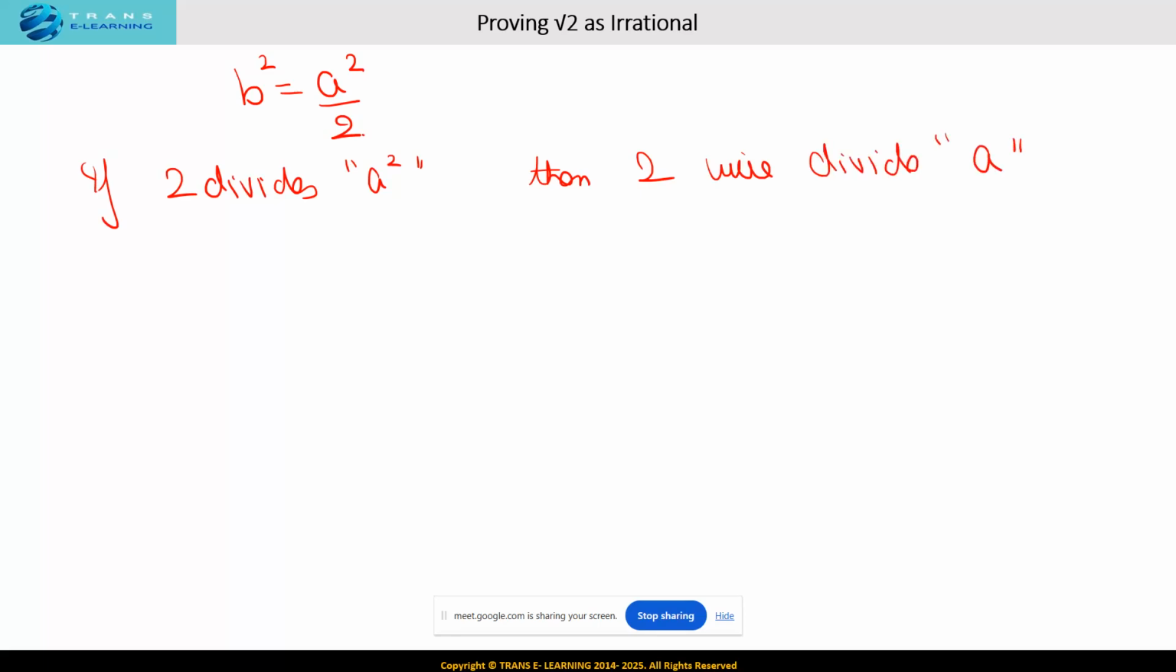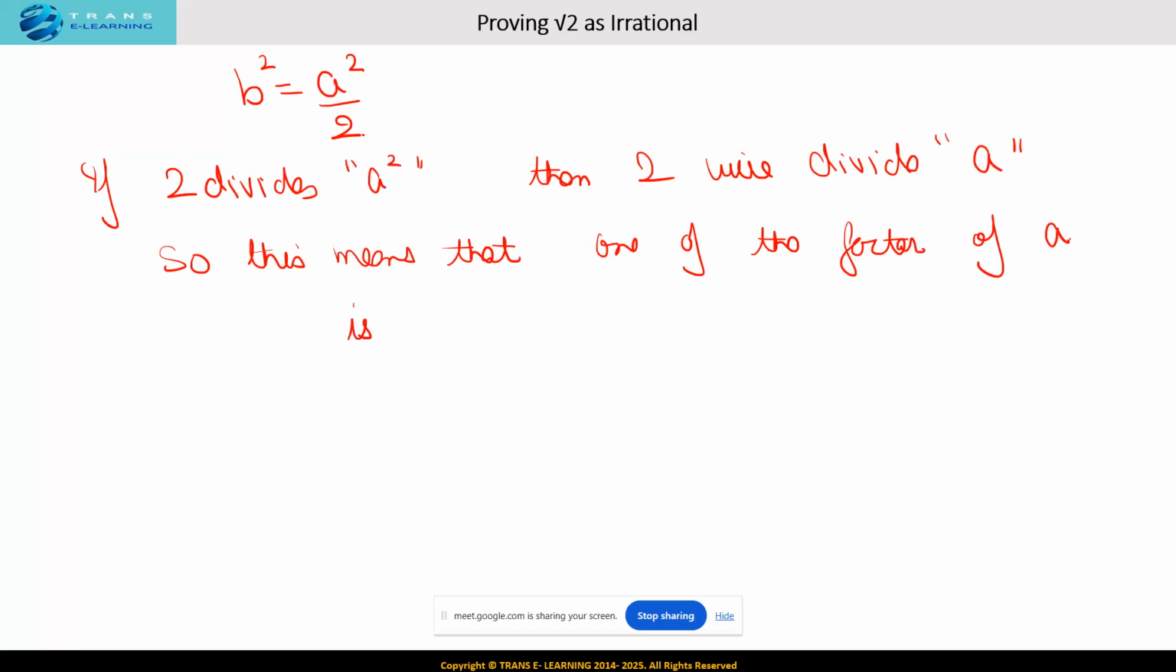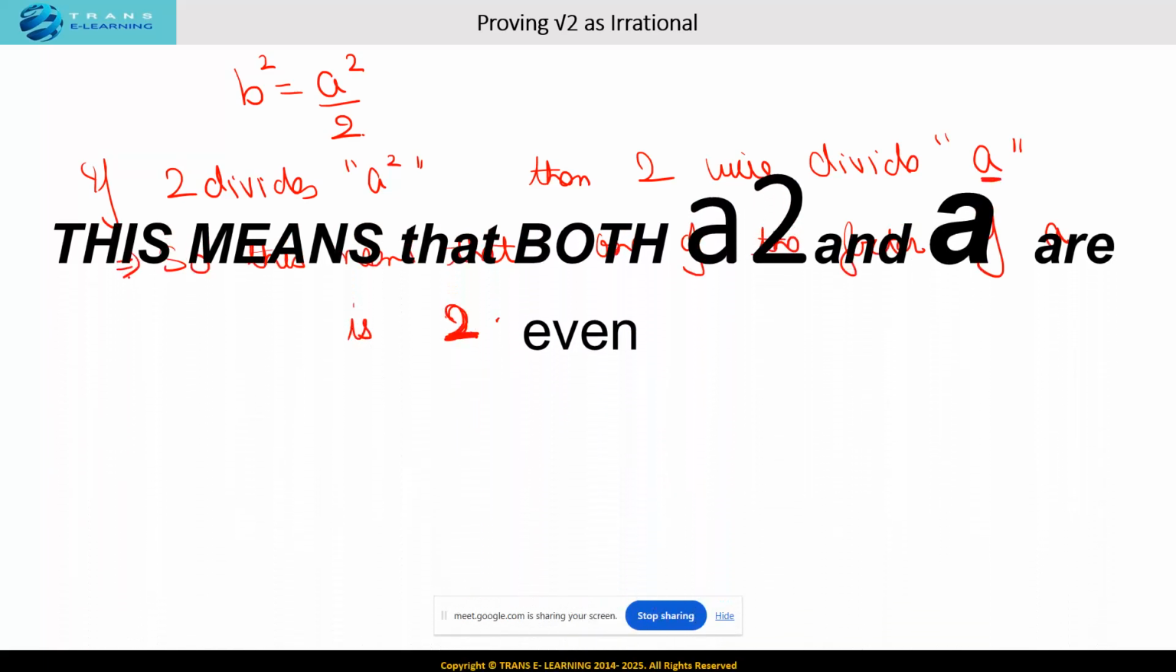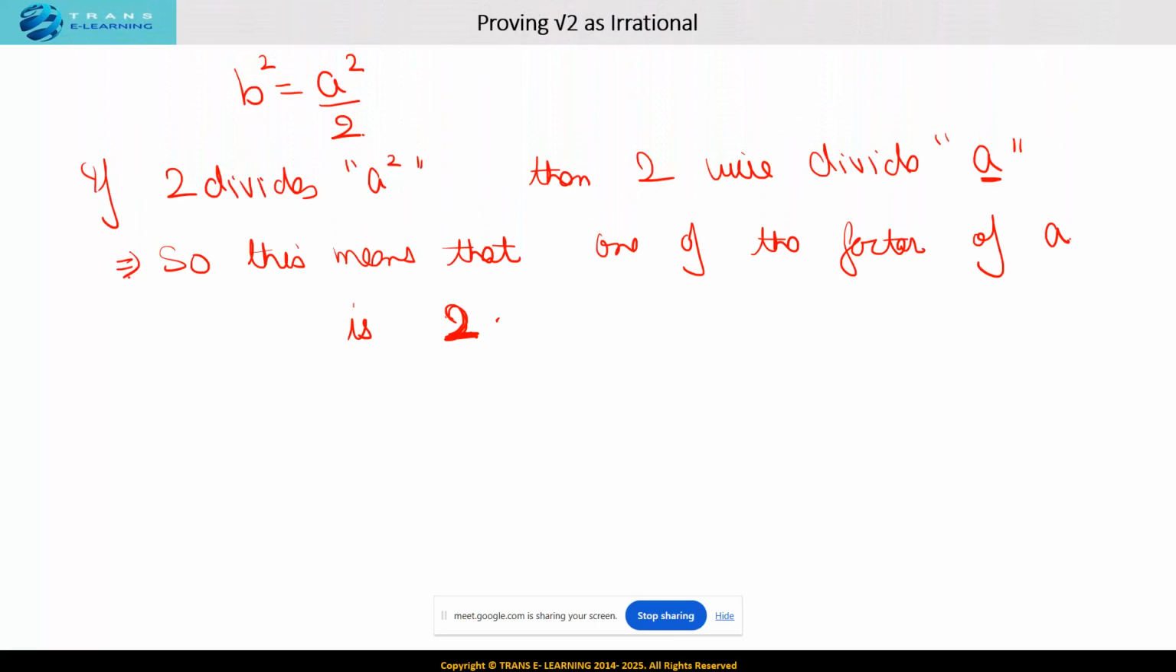If 2 divides a square, then 2 divides a. This means that one of the factors of a is 2. Got it? If 2 divides a square, then 2 divides a. This means that one of the factors of a is 2. We have proved that a is a number which has 2 as one of its factors. Now let us see whether b has 2 as a factor or not.